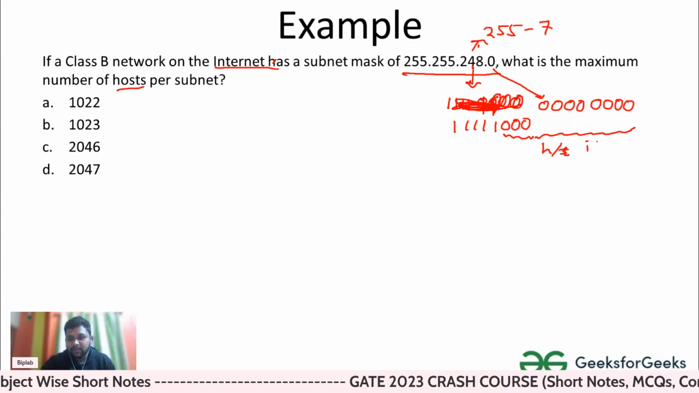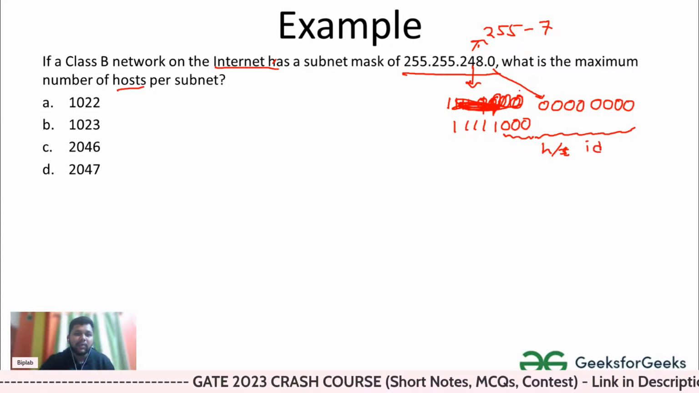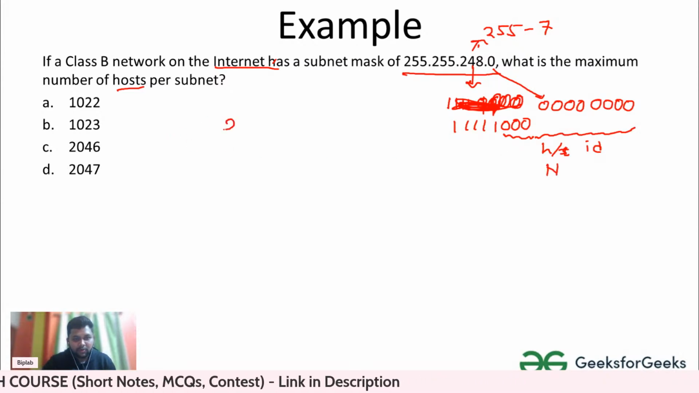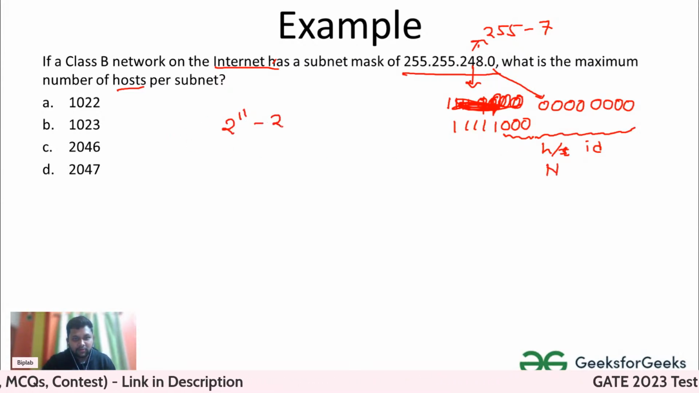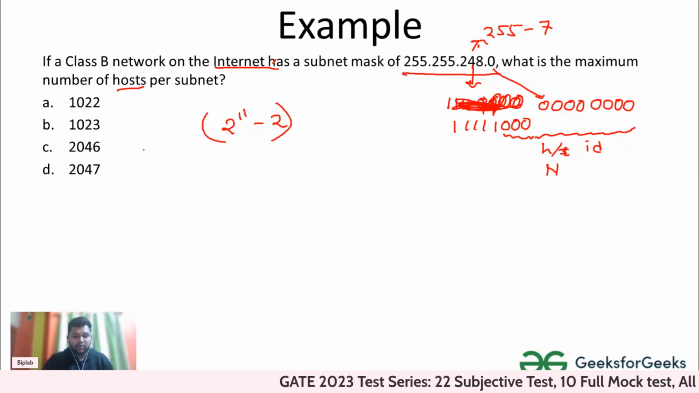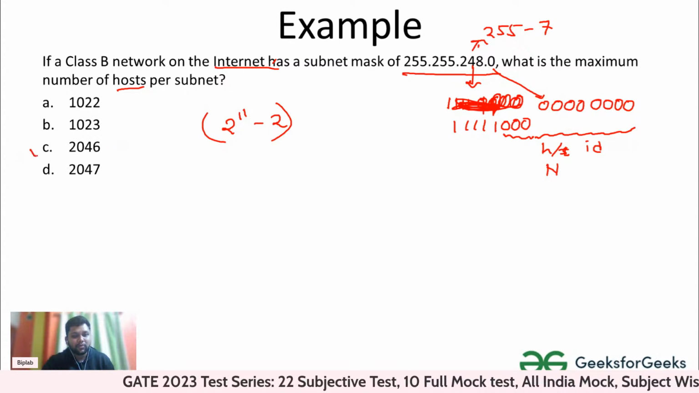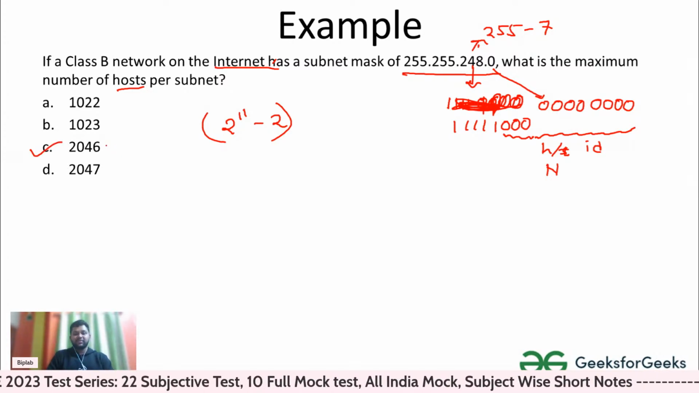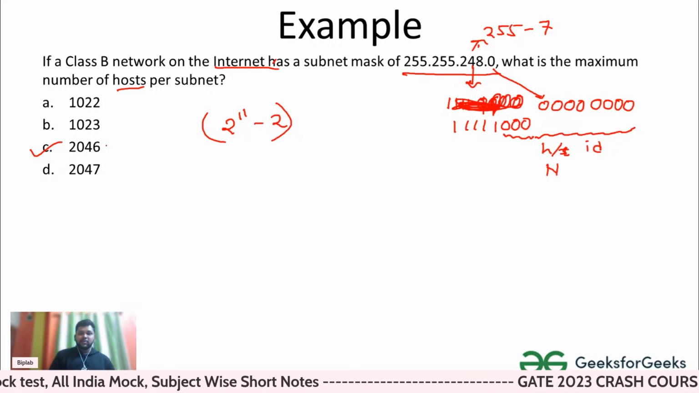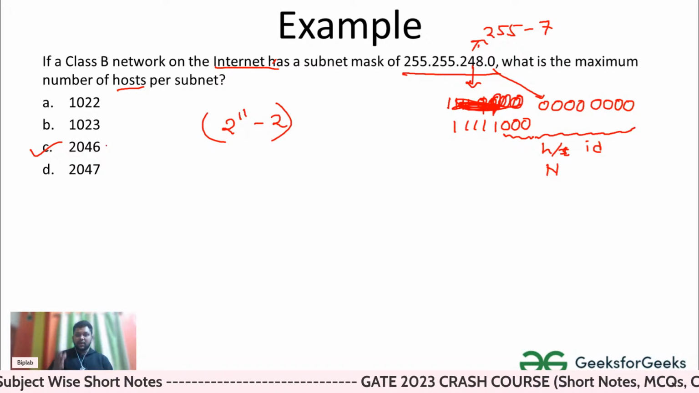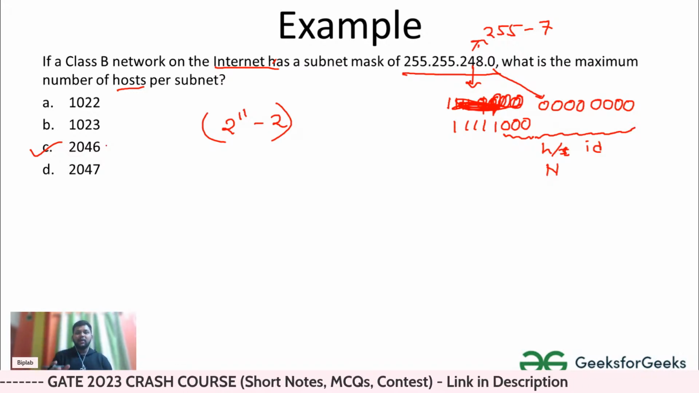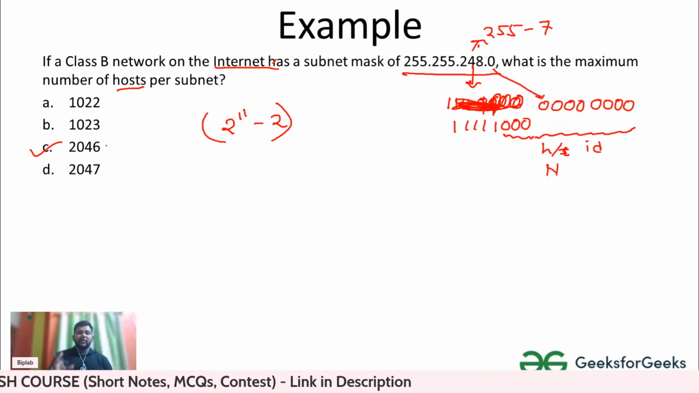Now you can say how many hosts are possible per subnet. You have 11 bits, so 2 to the power 11 minus 2, which is 2046, the number of hosts per subnet. You have to identify which are host ID, which are subnet ID, which are network ID. That's where you have to be very clear.